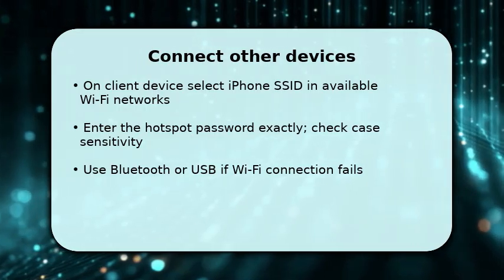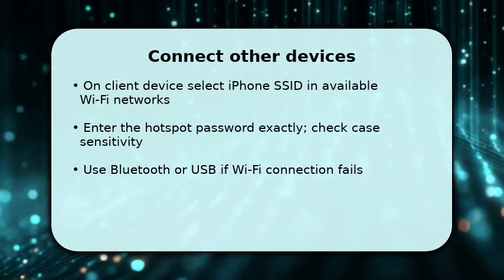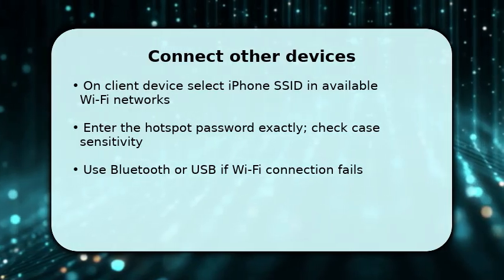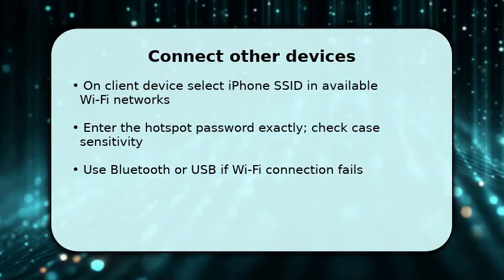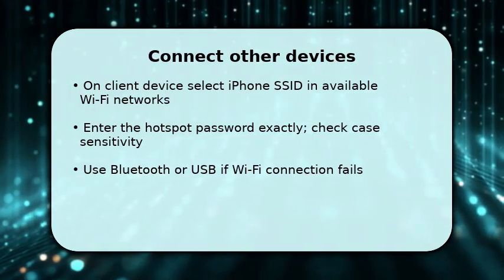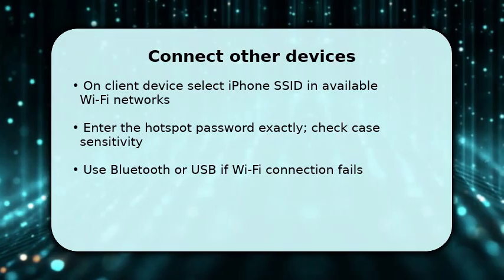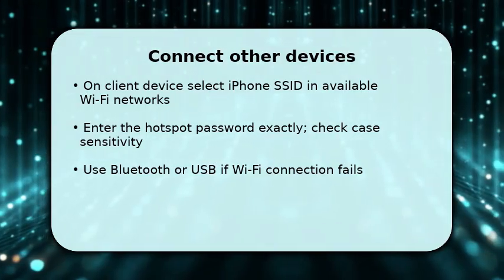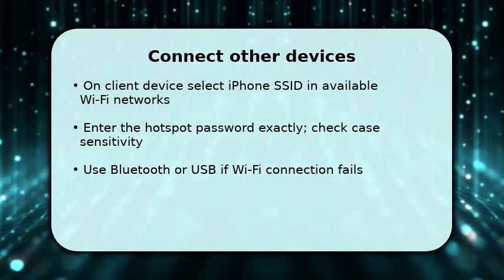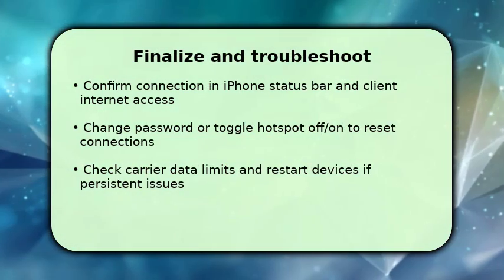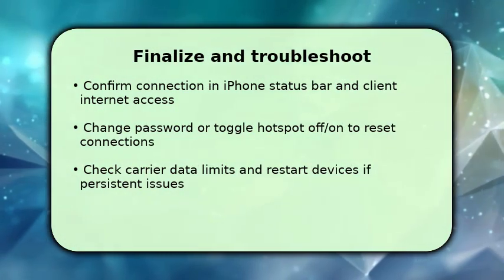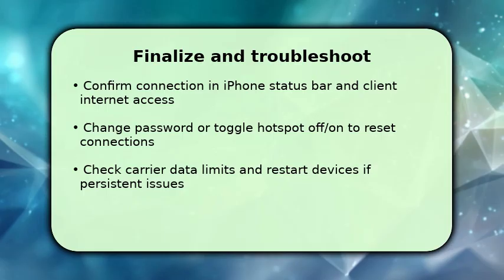If Wi-Fi is unstable, pair via Bluetooth or plug the iPhone into the computer with a lightning cable for USB tethering. USB often gives faster, more reliable access. Keep an eye on the iPhone's status bar to confirm active connections and data usage. You finish by verifying the client has internet and the iPhone shows the hotspot icon in the status bar.